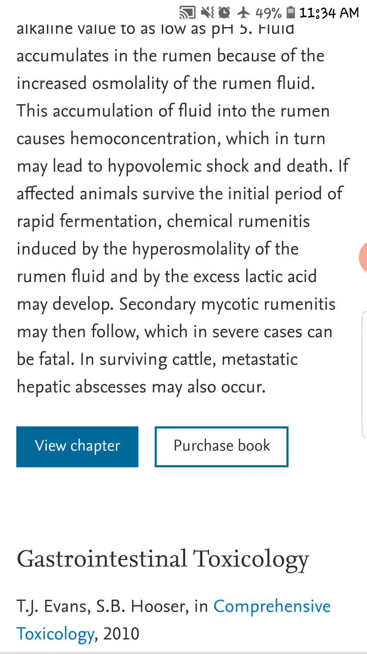Okay, if affected animals survive the initial period of rapid fermentation, then what? Chemical ruminitis induced by hyperosmolality of ruminal fluid and by excess lactic acid develops. Secondary mycotic ruminitis may then follow, which in severe cases can be fatal. In surviving cattle, metastatic hepatic abscess can also occur.